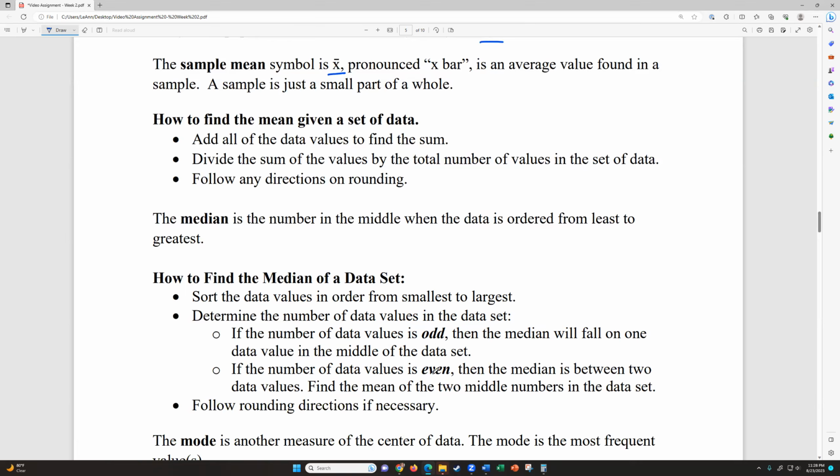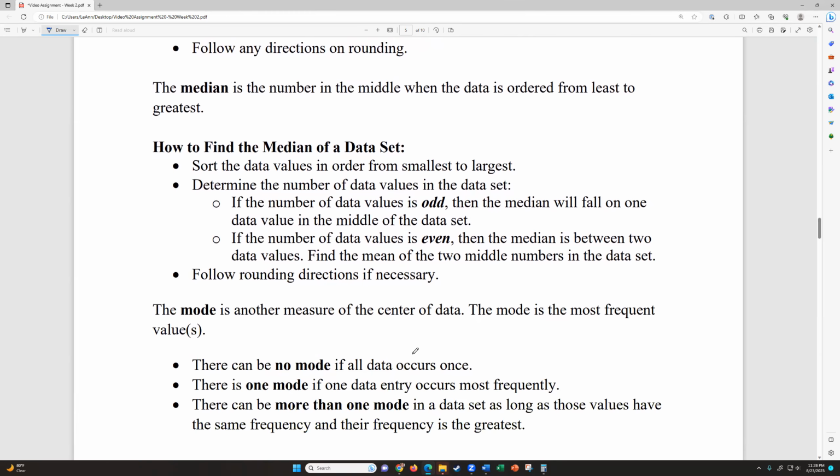And then if you have 2 numbers in the middle because you have an even set, say I have 10 items, the items in the 5th and the 6th position in that list are both in the middle. So the median would be what is halfway between those 2 values. To find that, you add those 2 numbers together and you divide by 2. So you kind of average the middle numbers. And then follow any rounding directions if necessary.